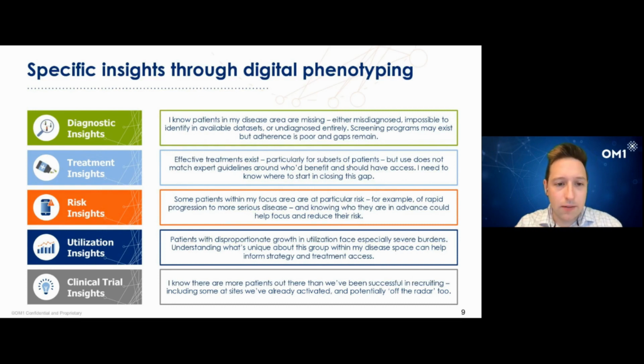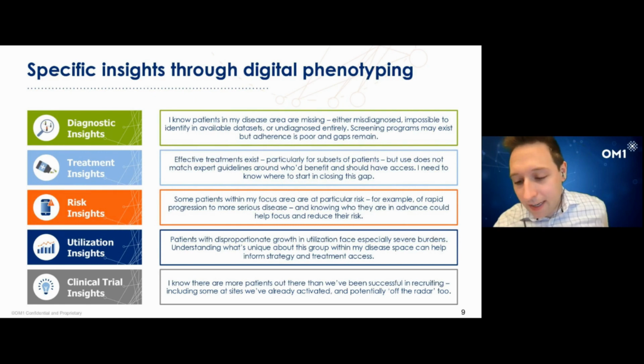Risk is almost the other side of that coin, who's at elevated risk for a catastrophic outcome or lack of response. Utilization insights, who's at risk of needing a lot more resources in the future. And then finally, using this notion of digital phenotypic profiling to help us accelerate clinical trials and clinical trial enrollment by matching the right profile to the right trial. That's a very, I think, exciting application of the technology, and one that we'll talk more about in just a minute.